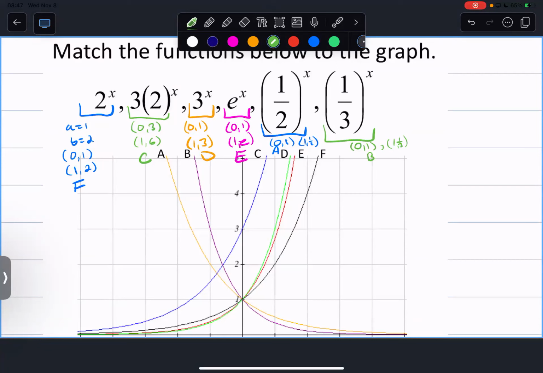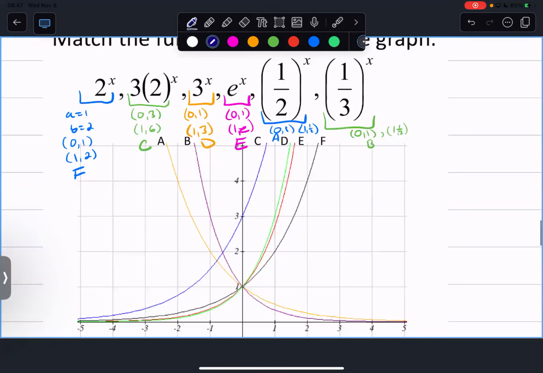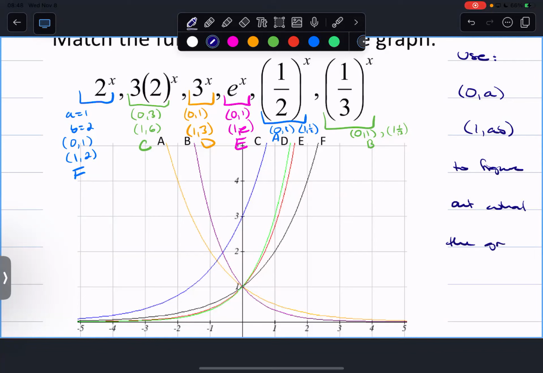So knowing that it has to pass through, right, oh, I really did put it so zoomed in, (0, a) and (1, ab) is going to be very useful just for figuring out the general look of this thing, which is all I really want. We're not going to do a bunch of transformations or anything like that. So here, use this fact to figure out what the graph might look like.